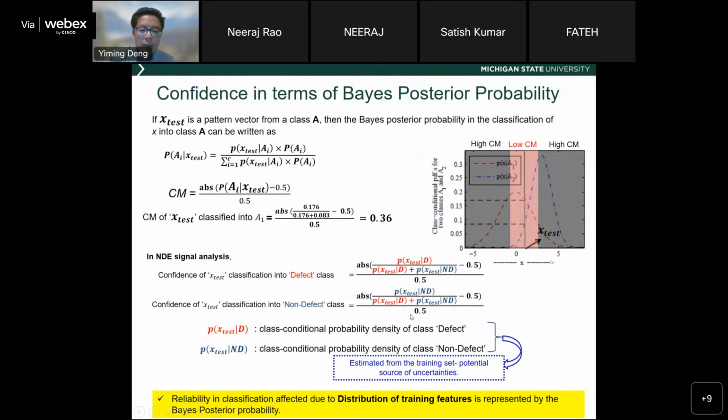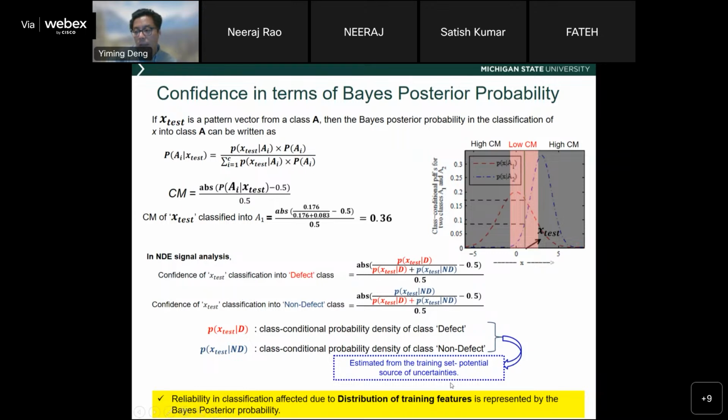Similarly, I can calculate the posterior probability for non-defect given the data X test in this way. I have this likelihood probability inserted and find my posterior probability. You may have a question: what is the probability of X test given D and the probability of X test given non-defect? Those are estimated from the training data set. What does this mean? This just tells me, if I know this is a defect scenario, what's the probability of getting that data? You can get the information from your training data or from your sampling of your NDE measurement data. There are potential sources of uncertainty there.